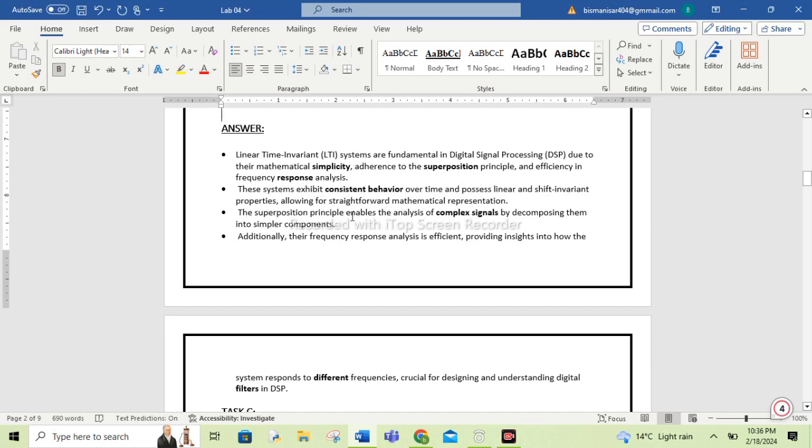The superposition principle enables the analysis of complex signals by decomposing them into simpler components. Additionally, their frequency response analysis is efficient, providing insight into how the systems respond to different frequencies, crucial for designing and understanding digital filters in DSP.